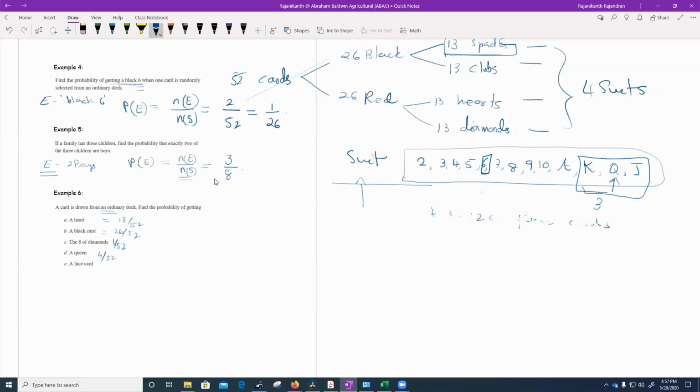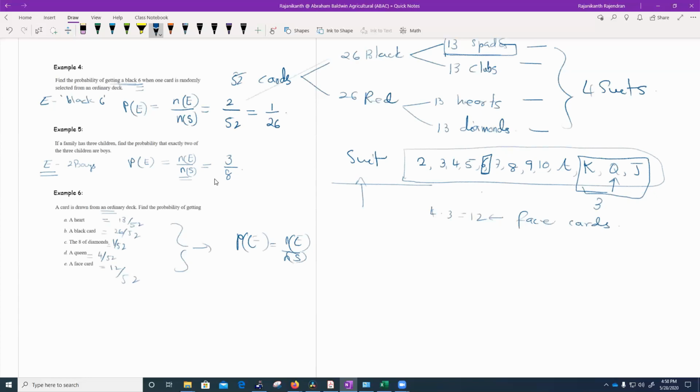So there are 12 out of 52. Remember, for all the problems here, I'm using my probability formula, which is given by n of E over n of S. I'm just directly writing my answer, n of E over n of S, as here.